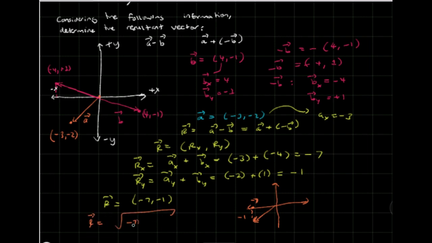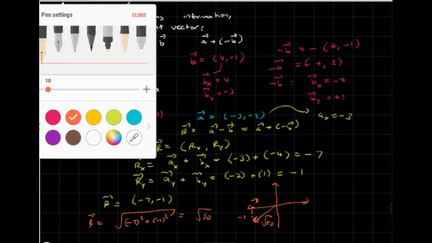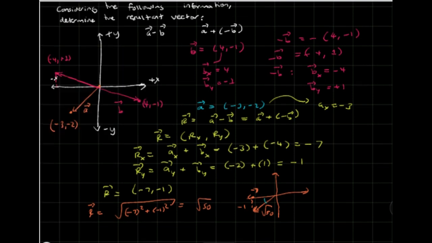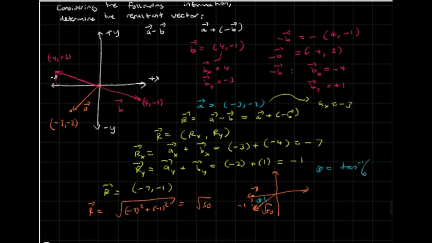The magnitude is the square root of negative 7 squared plus negative 1 squared, which is 49 plus 1, the square root of 50. So the magnitude is the square root of 50. If you want to find the angle theta, theta is equal to the tan inverse of negative 1 over negative 7, which cancels out. Plugging 1 divided by 7 into your calculator gives approximately 8.13 degrees.